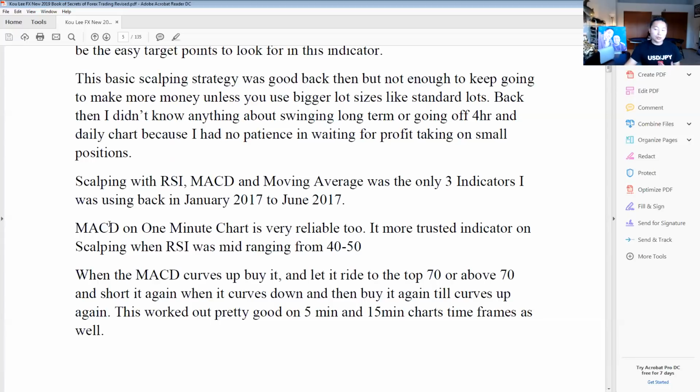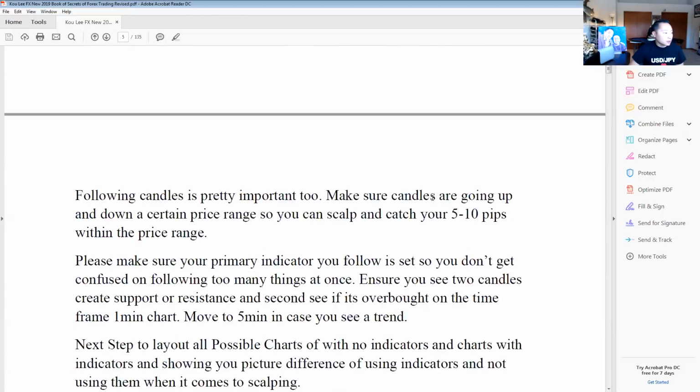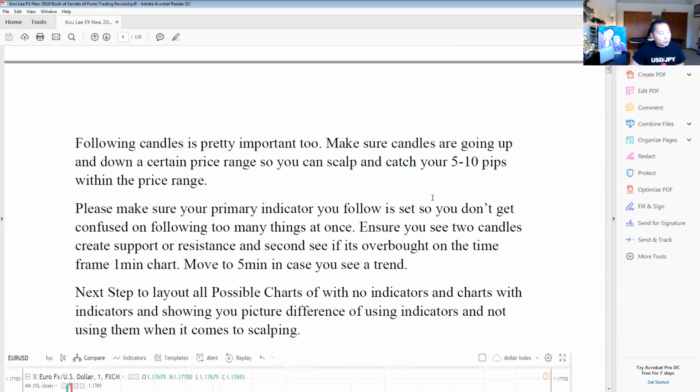Because if the candlesticks are above what I was using back then, the 10-day moving average, if the candlesticks are above the 10-day, then basically you should just end up following the uptrend. If the candlesticks are below the 10-day and you're hopping into the 15-minute chart, then obviously you can follow the downtrend. And so I want to hop in here. Let's see here. Following candles is pretty important.